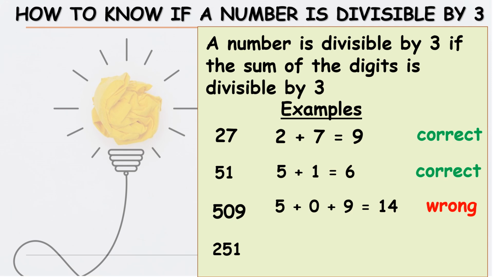251, is it divisible by 3 without a remainder? So all we have is 2 plus 5 plus 1 is equal to 8. 8 is not divisible by 3 without a remainder. So 251, therefore, is not divisible by 3.